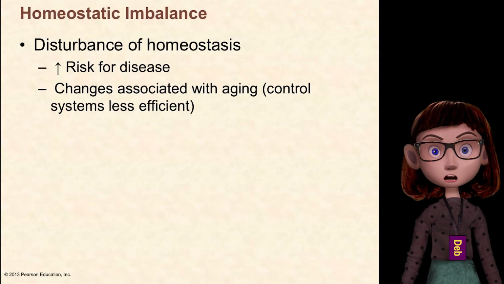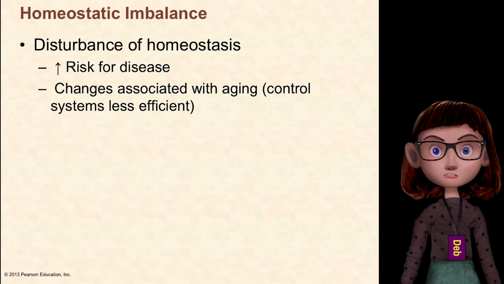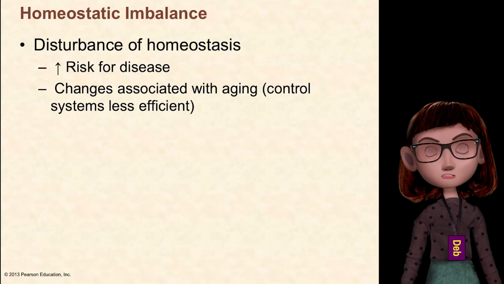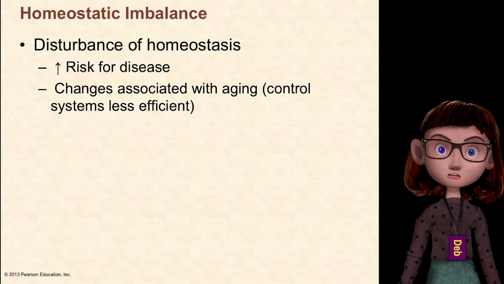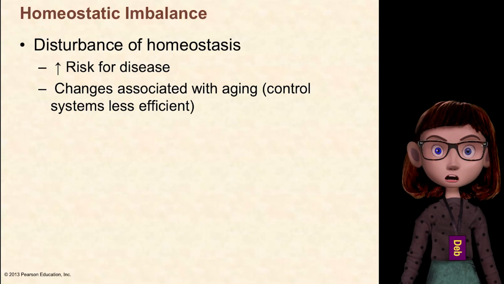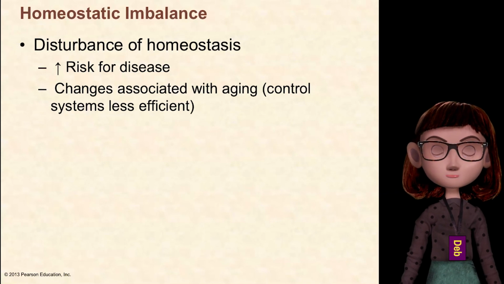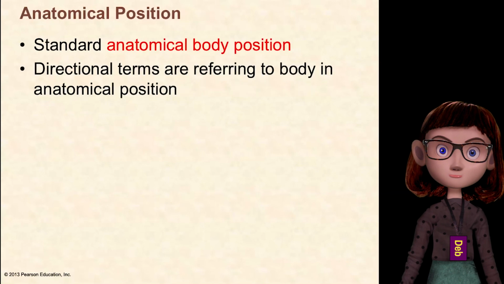Homeostatic imbalance. When there's a disturbance in homeostasis, that's going to increase your risk for disease. The changes that are associated with aging end up where your control systems are less efficient. So disease happens more frequently among people as they get older.